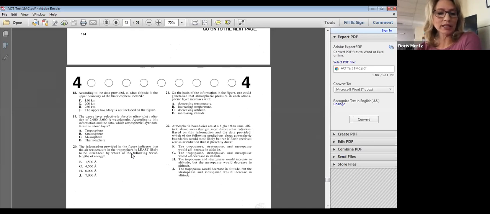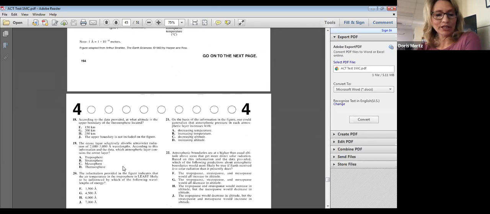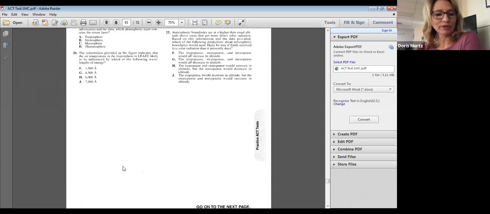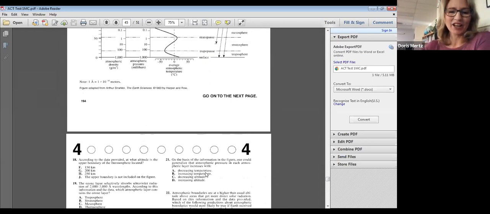The information provided in the figure indicates that the air temperature in the troposphere is least likely to be influenced by which of the following wavelengths of energy? F, 1500, right. So looking in the, I got to scroll down, make sure I'm not missing a question there. Right. All right.